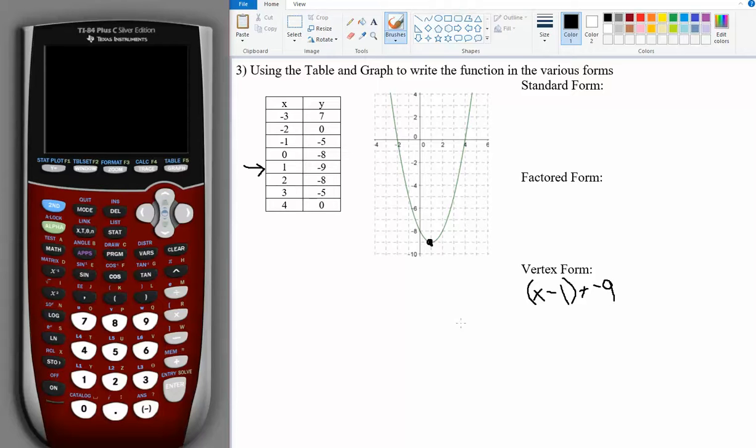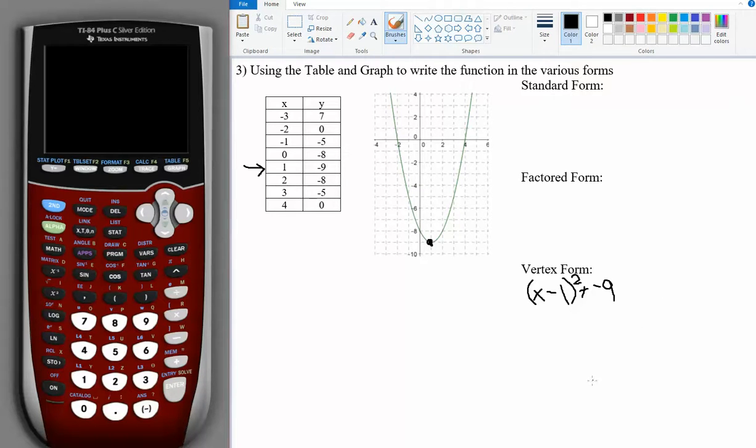And just to double check to see if we need to adjust our growth factor, our a, which would go in front of the parentheses, let's pick 3. If I go 3 minus 1, oh, and I forgot something. Squared, shame on me. So now let's try it. 3 minus 1 is 2. 2 squared would be 4. And 4 plus a negative 9 would be negative 5. All right, good. So our a is correct. And our vertex form is right.